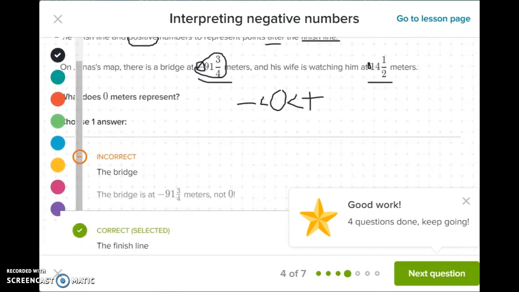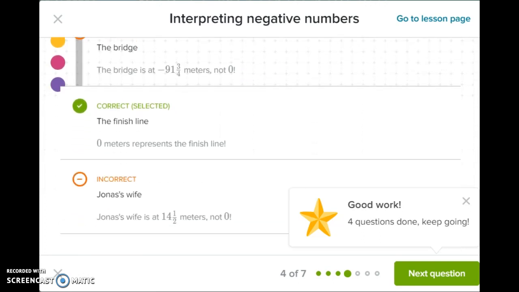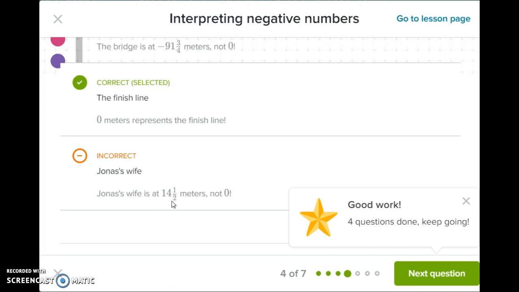And this explains why. Hey, the bridge is at negative 9. It cannot be the bridge because the bridge is at negative 91.3 meters. In 3/4 of a meter, not 0 meters. And we know Jonas' wife is at 14.5 meters, not 0. And 0 meters represents the finish line.